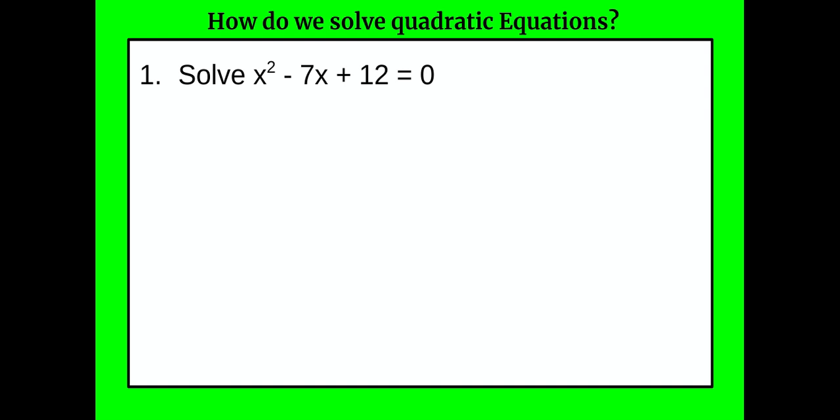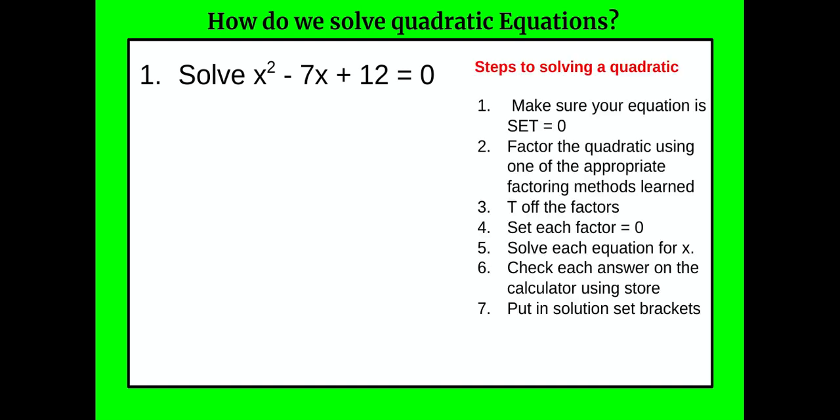Now, today we're going into solving quadratics. So this is the first thing on your piece of paper. Make sure you have this, because this is where we're going to start taking notes. The steps for solving a quadratic: the first thing you need to make sure is that your equation is set equal to 0. The second is you're going to use the appropriate factoring methods to factor that quadratic. Then we're going to set each factor equal to 0, solve the equation, and then we can check it using our calculator.